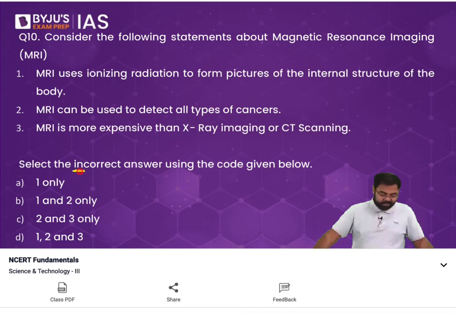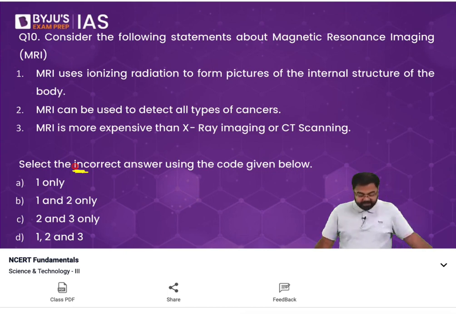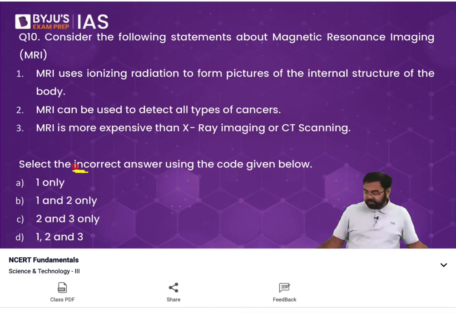Just remember this. MRI uses ionizing radiation to form pictures of the internal structure of the body. MRI can be used to detect all types of cancers. MRI is more expensive than X-ray imaging or CT scanning. All right, so these are the statements given. So I'm launching the poll. You have to mark the one which is incorrect. Please remember this.